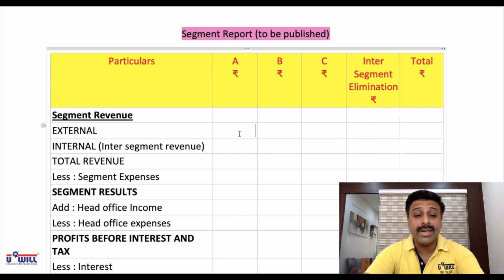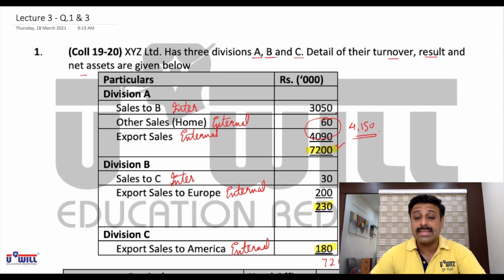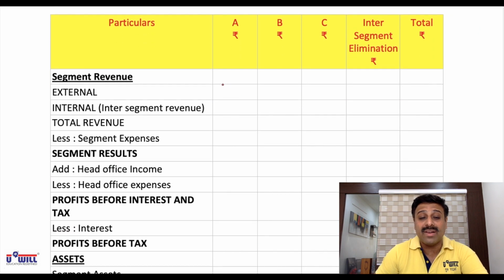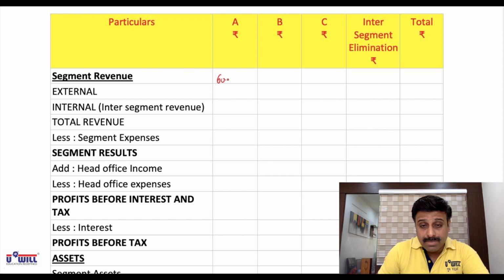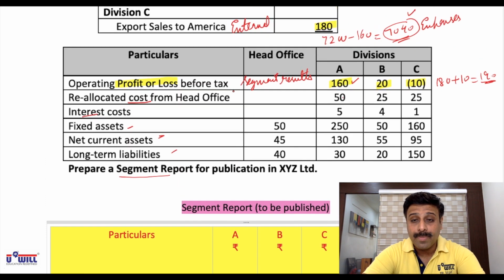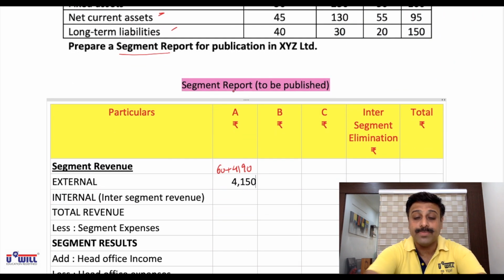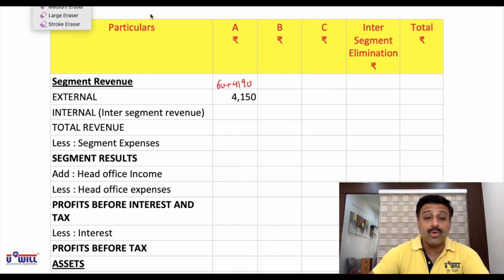I hope you all are done with it. Now see, segment revenue external. What is the external revenue of A as I discussed? 60 plus 4090, that is 4150. So the total external revenue of segment A is 4150.